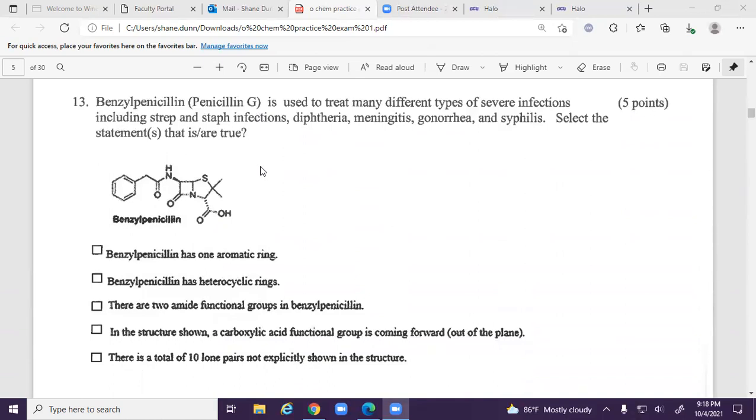Benzyl penicillin or penicillin G is blah, blah, blah, I don't care, right? It's giving you a bunch of information you don't need. Here's what you do need: statements that are true. Does this have one aromatic ring? Yes. Where's the aromatic ring? Benzene. The benzene ring is aromatic. Right here? That's not aromatic. Aromatic means benzene. There's one benzene. That is true. Bada bing, bada boom.